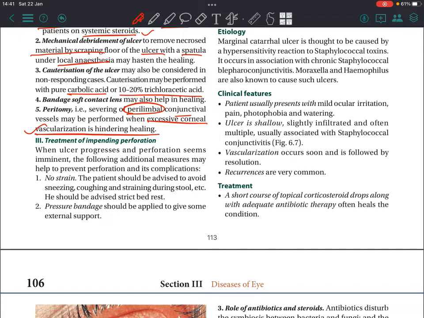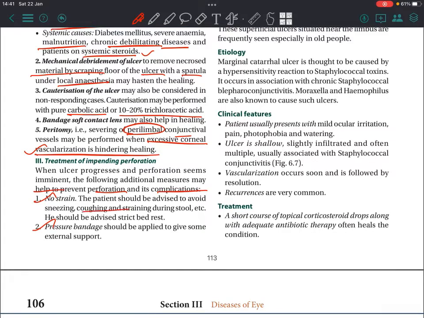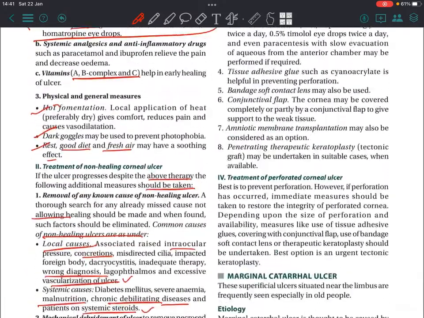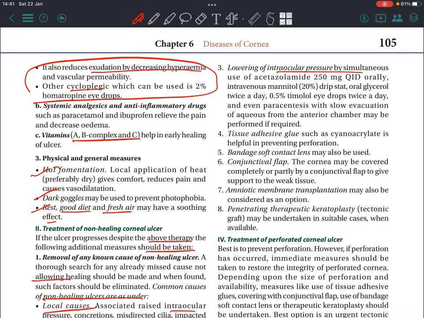Treatment of impending perforation. The following additional measures may help to prevent perforation and its complications. No straining, pressure bandage to give some external support. Lowering of intraocular pressure by simultaneous use of acetazolamide 250 mg QID orally, intravenous mannitol drip, oral glycerol twice a day, 0.5% timolol eye drops twice a day. Even paracentesis with slow evacuation of aqueous from the anterior chamber may be performed if required.